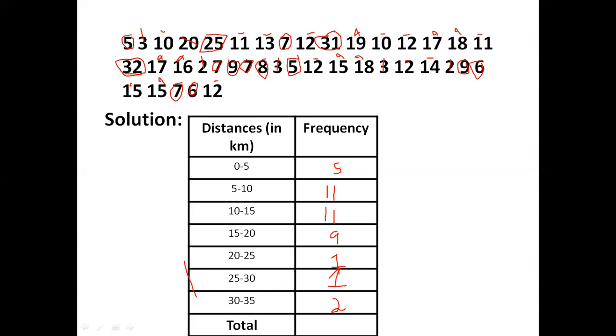Now on adding 5 plus 11 plus 11 plus 9 plus 1 plus 1 plus 2, I get the total as 40. And in the question we were given that there were 40 engineers. So we take the total so that we come to know if we have calculated the frequency correctly or have missed something somewhere. This is a good means to know if you have done it correctly or not.